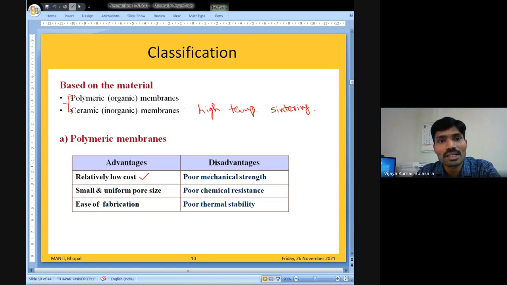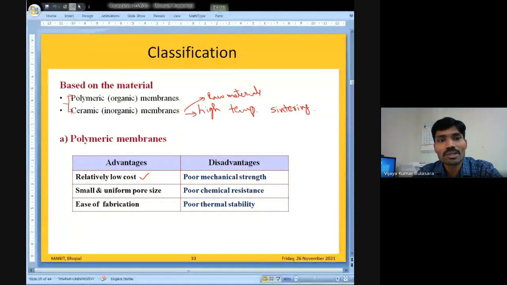So ceramic membranes are expensive because of the raw materials used, which are expensive, that is alumina, zirconia, titania. These materials used for fabricating ceramic membranes are expensive. They also require high temperature sintering. Therefore, these ceramic membranes are expensive as compared to polymeric membranes. Therefore, in most membrane processes and for drinking water purification, polymeric membranes are used.